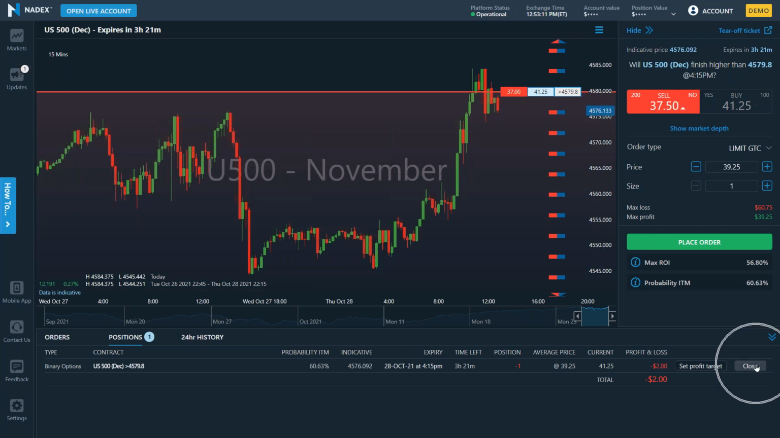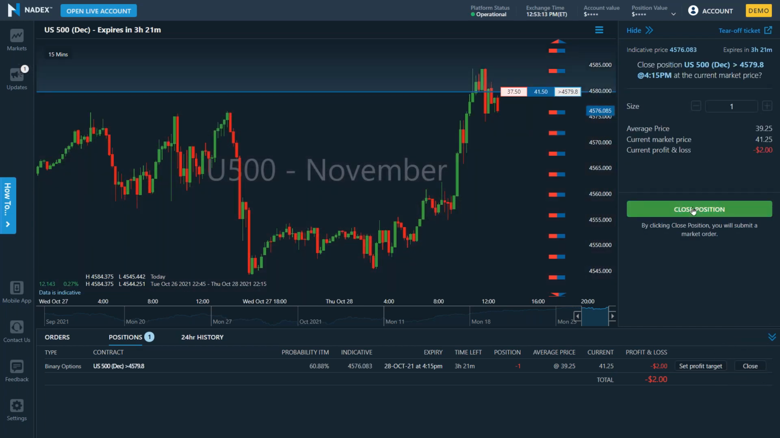I could click close and it would set me up to do a market order. It would just buy this order back. I would send a market order to buy it, and it tells me that I would only lose a few dollars. Now, what if I don't want to do that? All right. What if I want to actually set a profit target?